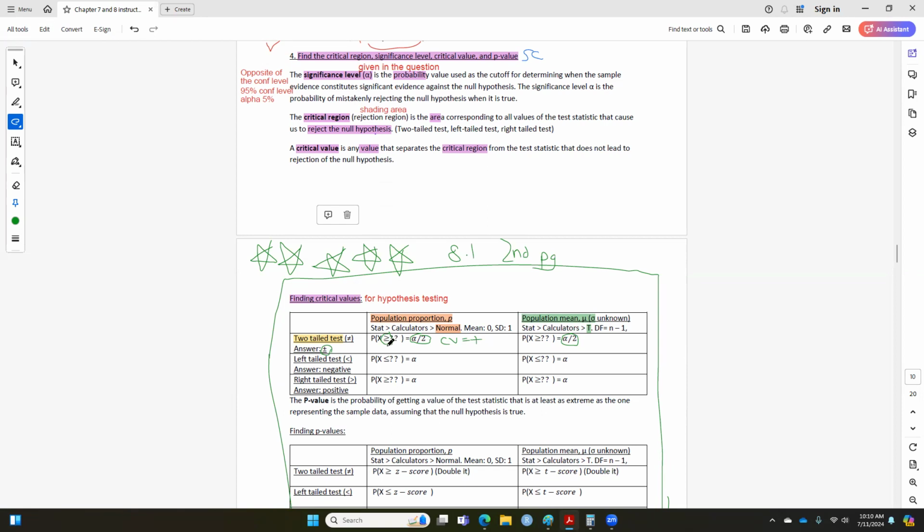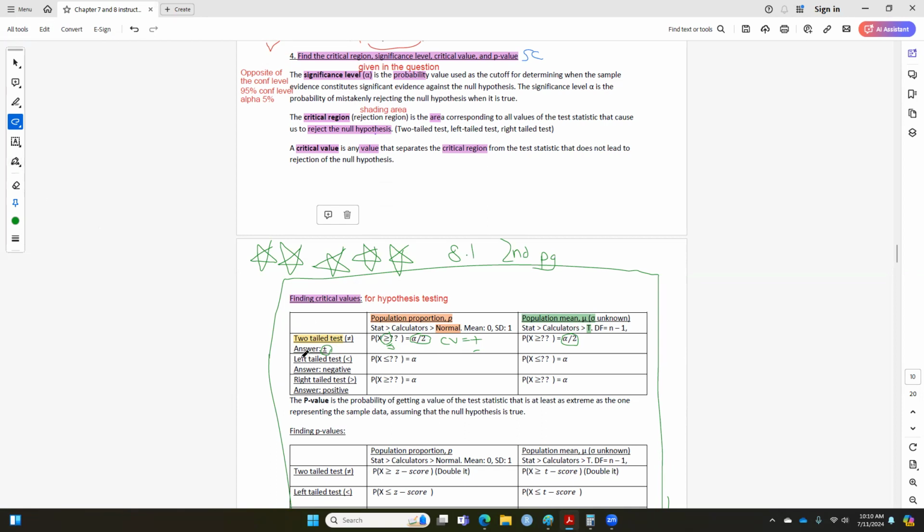And if you use a less than or equal to symbol, then the only difference here is your critical value will be negative. But make sure you know that it has both sides because it's a two-tailed test.